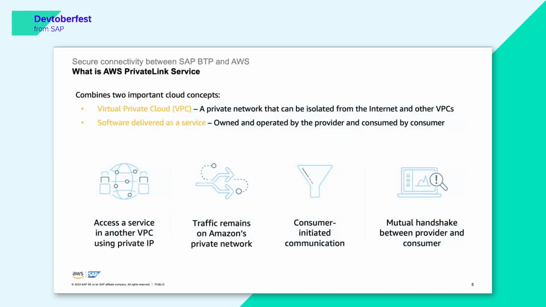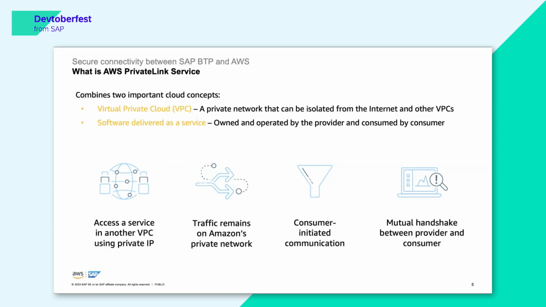Let's review what AWS Private Link is and what it does. Private Link combines two cloud constructs. A VPC, which is a private network that can be isolated from the internet and other VPCs. And a traditional SaaS operated by third parties, which generally requires internet access, but which you are now making accessible in your private network. AWS Private Link makes third-party SaaS services an extension of your private network, and it does it securely by restricting the access.